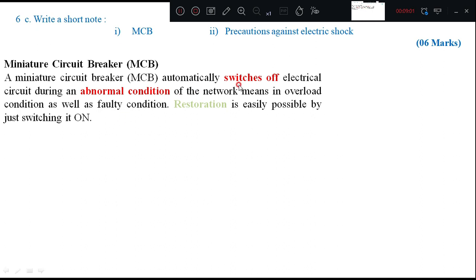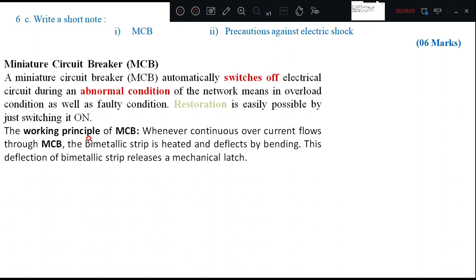That is, in the case of abnormal condition of the network, meaning in the overload condition as well as the faulty condition, it goes into off position. The restoration is easily possible by just switching it to on position.